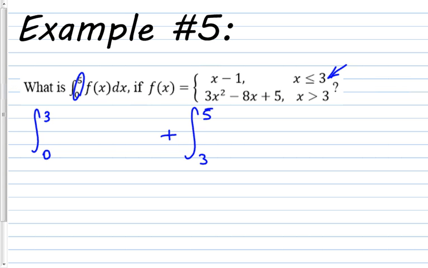So from 0 to 3, the equation I'm going to use is this one. Oops, I'm confused on the other one. I'm going to use this one because here my x is less than 3, and 0 to 3 constitutes that. So x minus 1. And then that just leaves the other, 3x squared minus 8x plus 5.